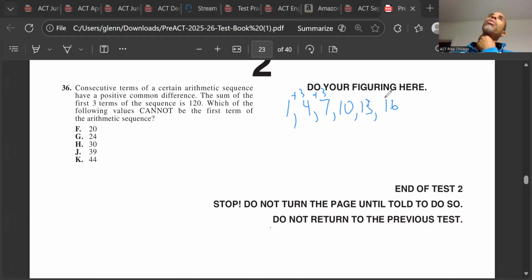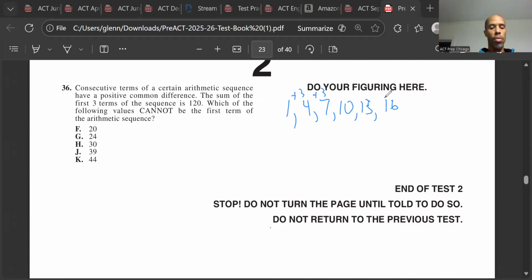I know there's a formula for the sum of an arithmetic sequence, and that might be easier to use in this case. Actually knowing and remembering the formula for the sum of an arithmetic sequence. Let me look that up really quickly, because I can't remember it off the top of my head.